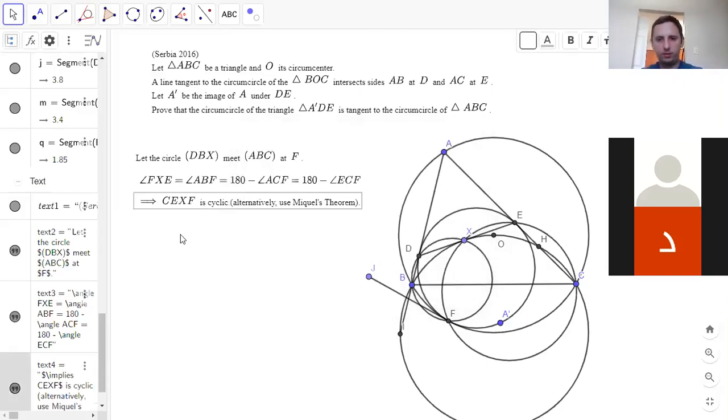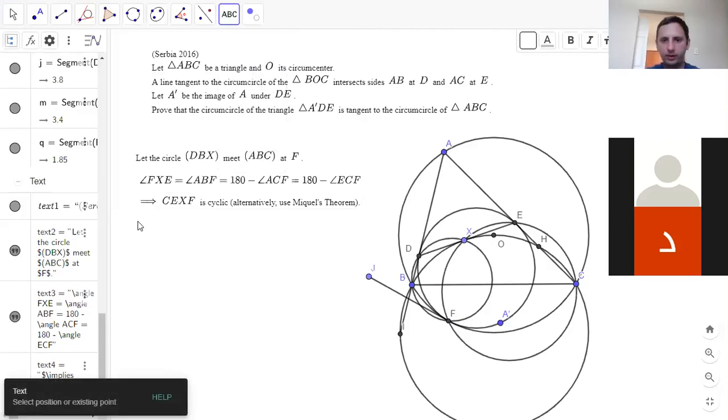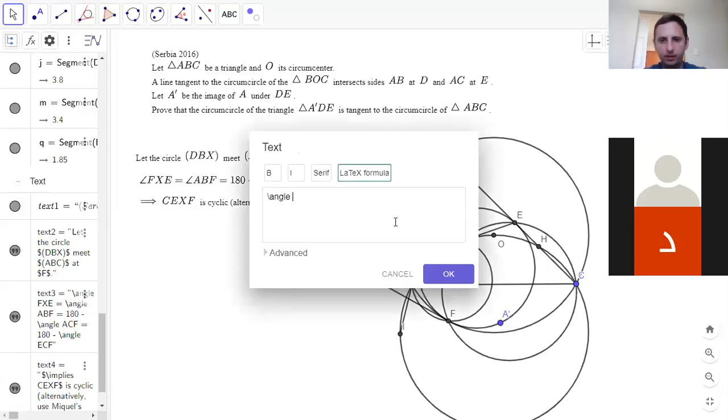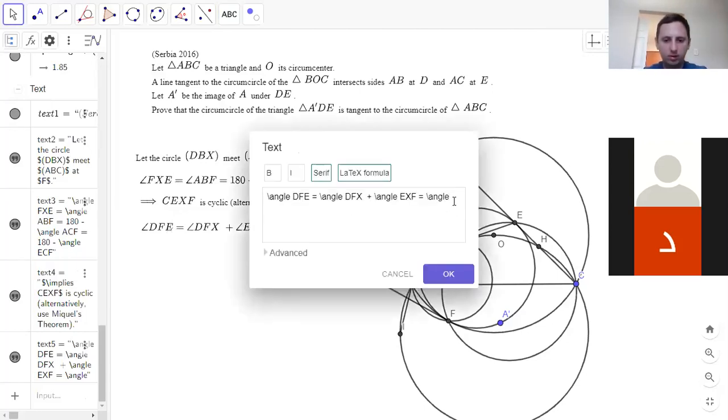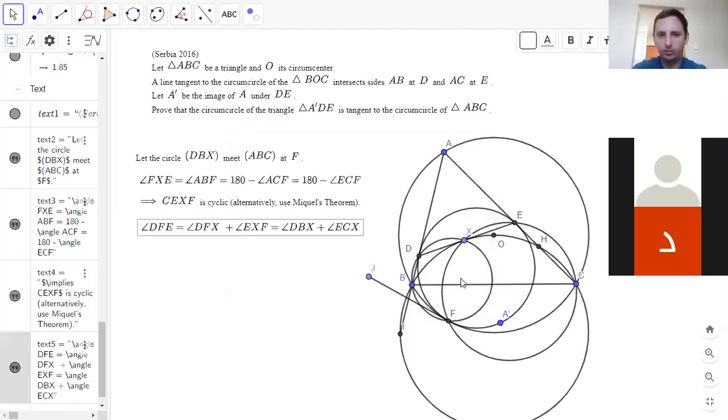All right. And then we have angle DFE is DFX plus EFX. Did you already write this? Not yet. So yeah, I'm going to write it out. So angle DFE is angle DXF plus angle EFX, and that's angle DBX plus angle ECX. Okay. And where do we go from there? We need to show that that's equal to angle A. Is that obvious?